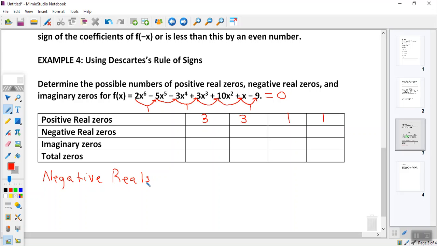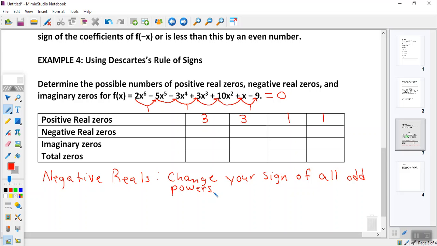Okay, when you want to test negative reals, you really are changing your sign of all odd powers. So guys, to check for negative real solutions, here's what we would do. Would 2x to the 6th, would that sign change or stay the same? It's going to stay the same because the exponent is even here. Okay, but what about this coefficient sign? Am I going to keep it or change it? Because the exponent is odd.